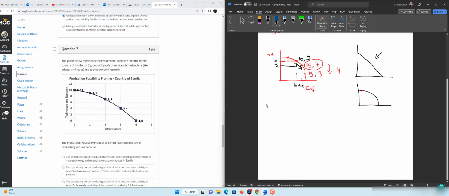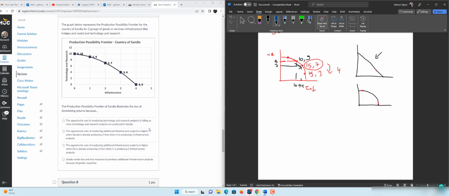Number 7. The graph below represents the production possibility frontier for the country of Sandia for two groups of goods and services, infrastructure and technology and research. The production possibility frontier of Sandia illustrates the law of diminishing returns because the opportunity cost of producing technology and research projects is falling as more technology and research projects are produced. So the right answer should be: the opportunity cost of producing technology and research projects is increasing as more technology and research projects are produced in Sandia.